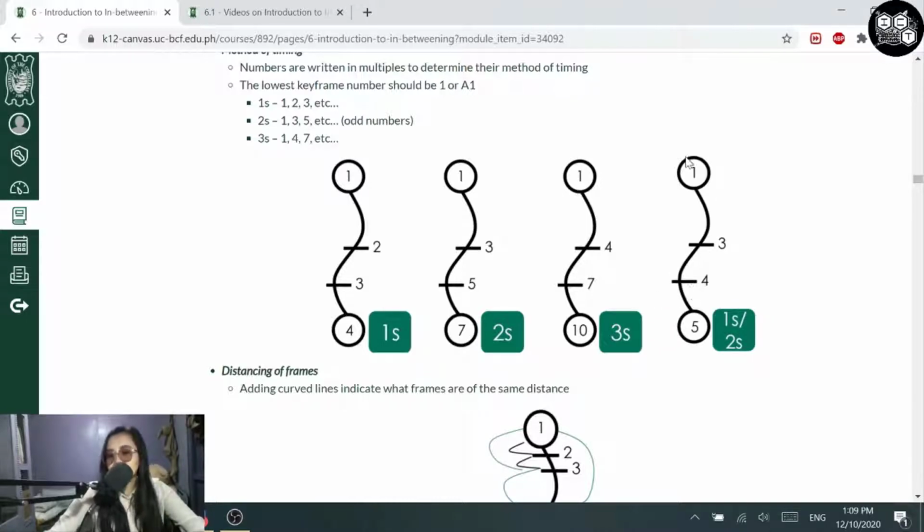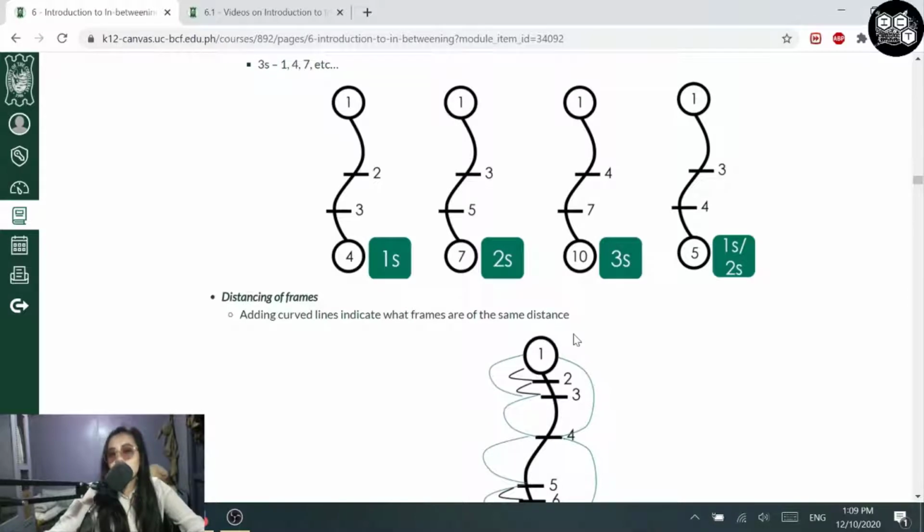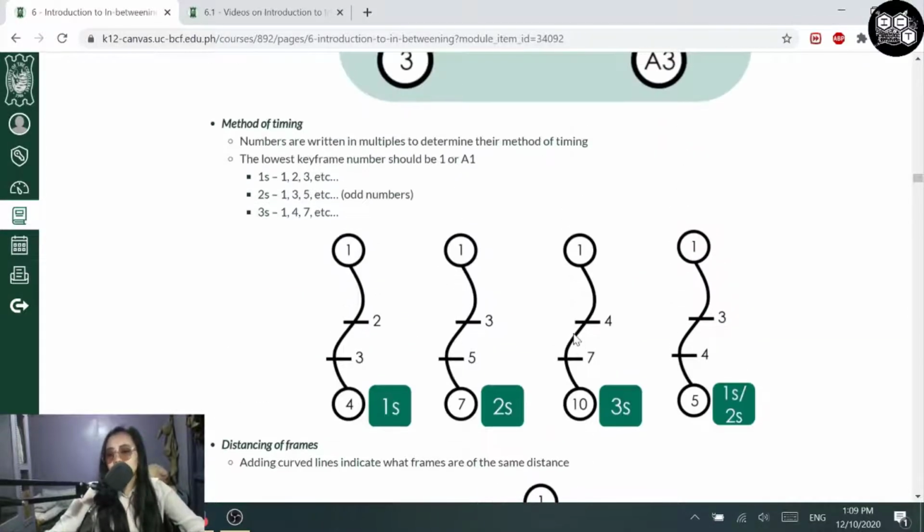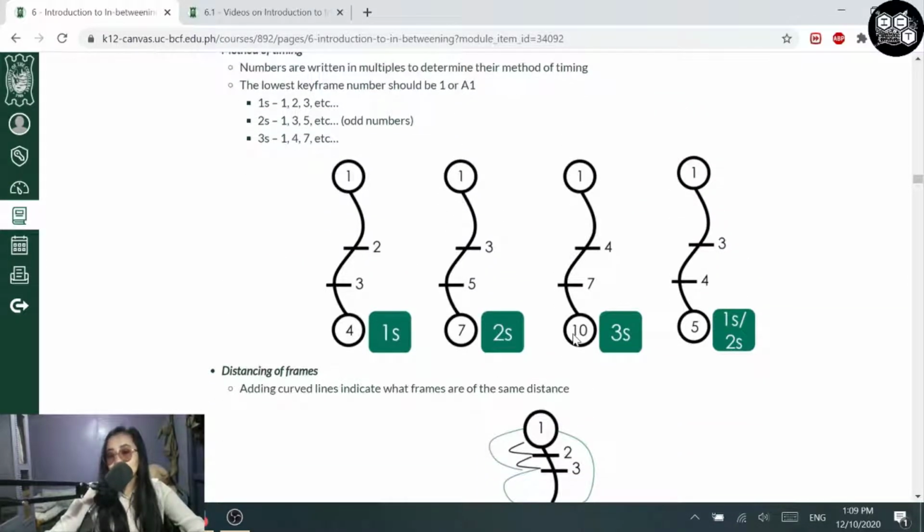So it's possible for them to have 1's, 2's, and 3's in one keyframe if they would really like to, or if the action is more complicated. If the action is more complicated, it's possible for you to break it down into sections, which will be shown later on, how you're going to create your animation.